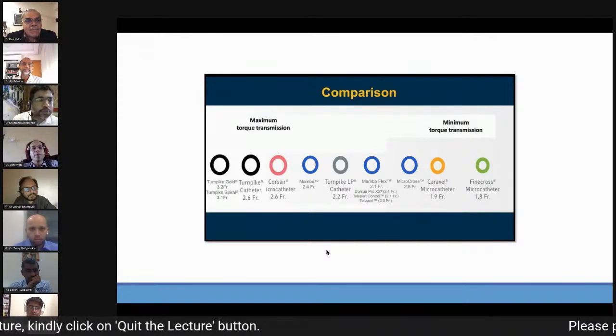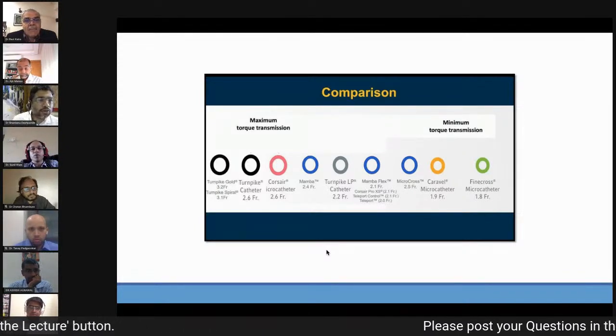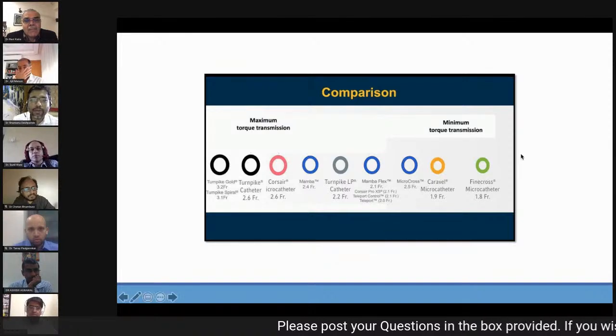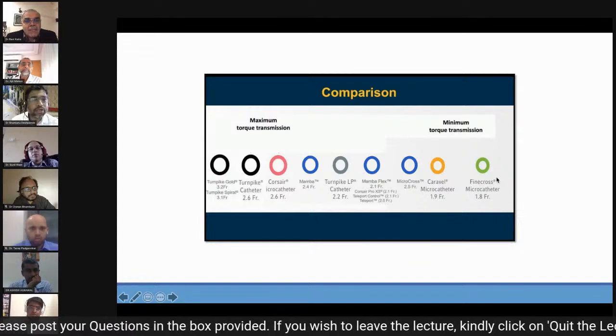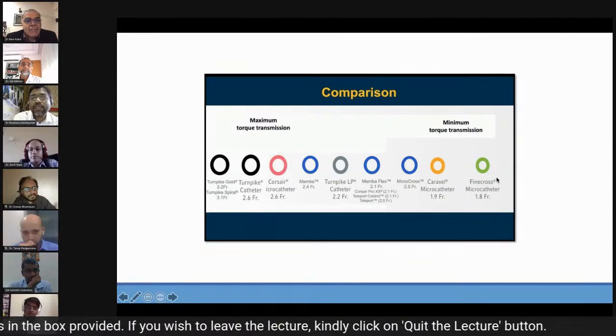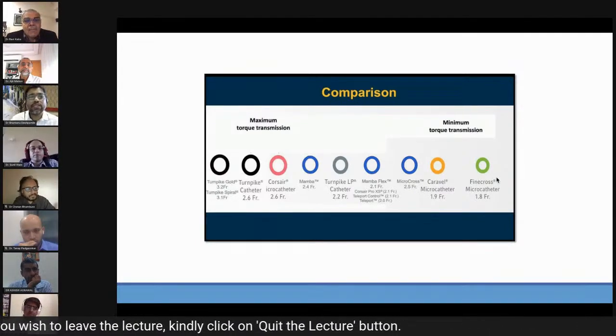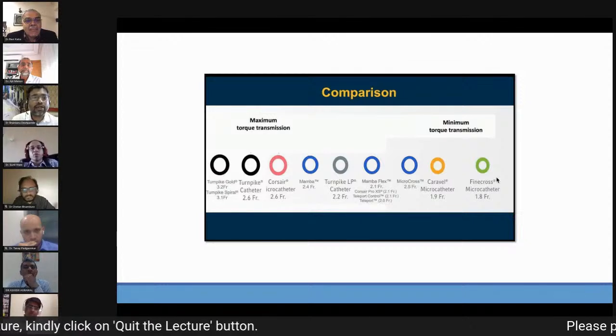There are 3 types of catheters which are available in India. One is Corsair, one is FineCross, and Caravel is now available. So among the 3, what is your choice among the 2 experts? What are your choices when you choose which microcatheter? Because we have discussed the previous thing, so we'll change the discussion to a little different territory.